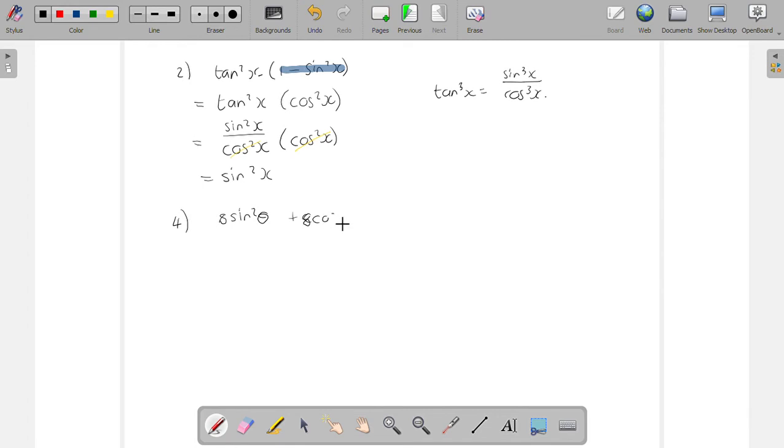Okay, hierdie was lekker maklik, maar maak seker jy het al die stappe daar wat jy nodig het. You have to show me your factorization step. You have to show me that if you take out a common factor of 8, then this thing is equal to what? You can't go straight to the answer. Jy moet eers maar daai faktorisering wys.